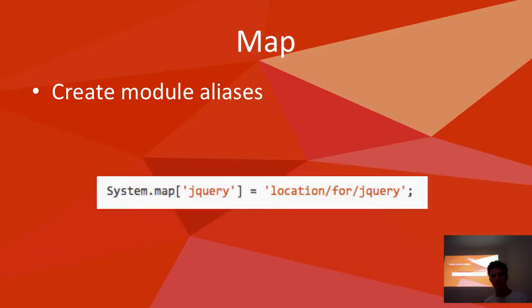Okay, map. Here is the jQuery module, and if we load that, it really loads location/4/jQuery. That's obvious. Could that location be a remote location? Yes.